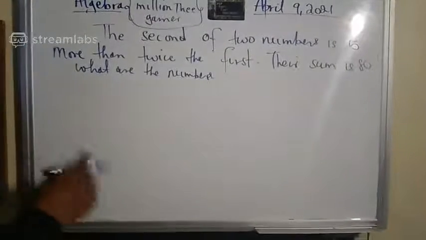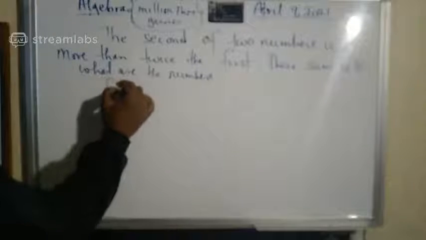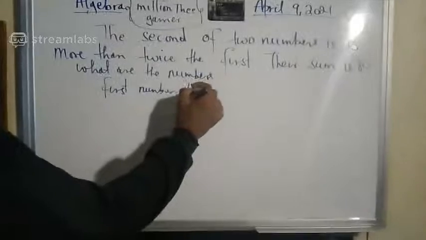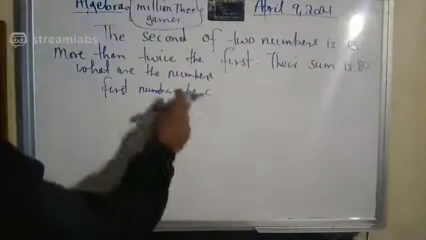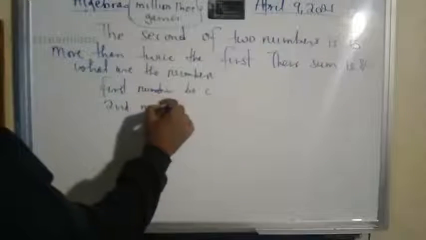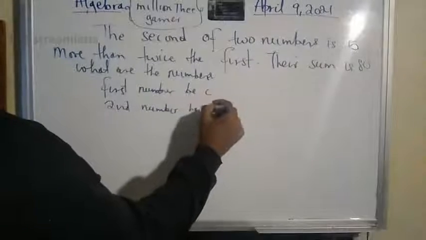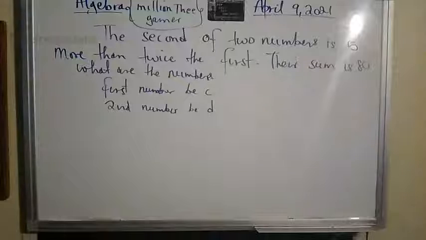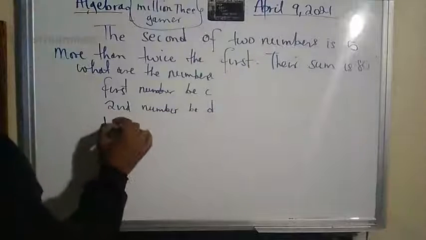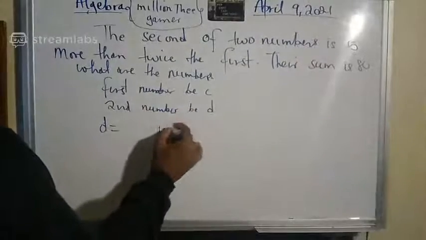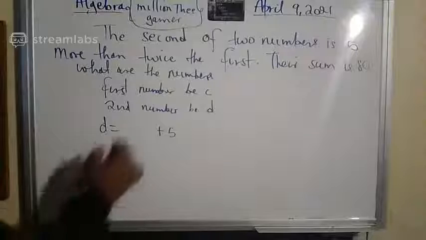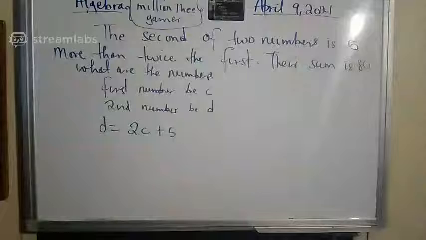Alright. So this one says the second of two numbers is 5 more than twice the first, and the sum is 80. What are the numbers? So let us use, instead of A and B or X and Y, we are going to use C and D, you know. So the first number, let it be C. And then the second, D, right? CD, get it? Alright. So this is what they say. The second of two numbers is 5 more than twice the first. So what they're saying, D is equal to 5 more, so you know it says a plus 5 right there. Twice means 2. So 2C plus 5 is equal to D, right?